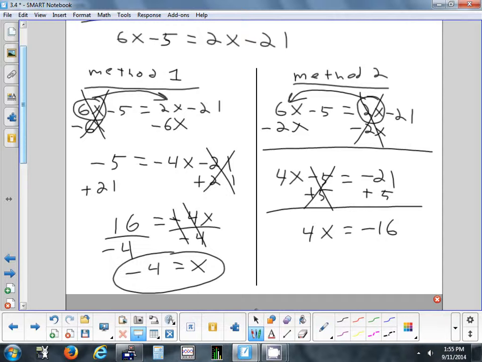What's my last step? Divide by 4. Divide by 4. What's negative 16 divided by 4? Negative 4.